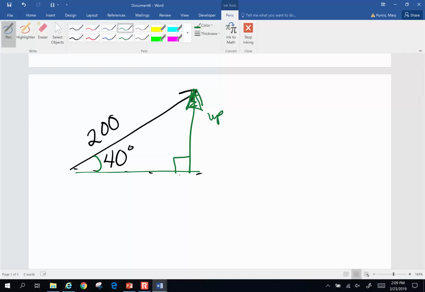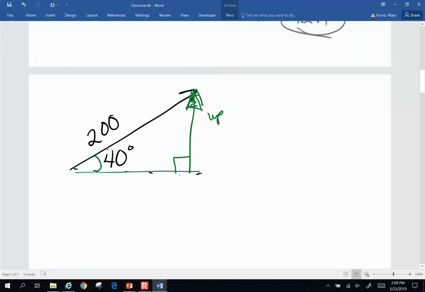Okay, same process we did before. Identify your angle, name the sides. All right, hit pause, name all the sides: opposite, adjacent, and hypotenuse. Okay, did you do that? So the long side, this is your hypotenuse. The side next to the 40, what's its name? Adjacent. The side opposite it that doesn't touch the angle, this is the opposite.